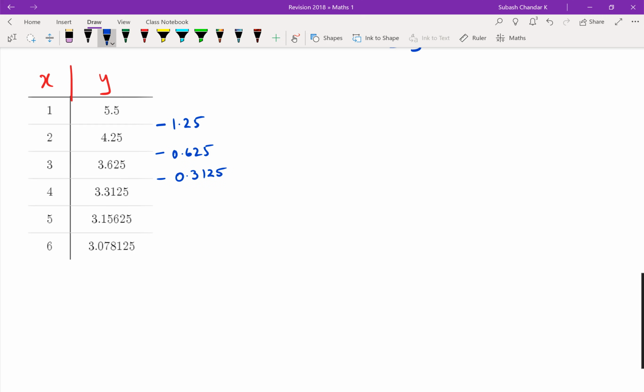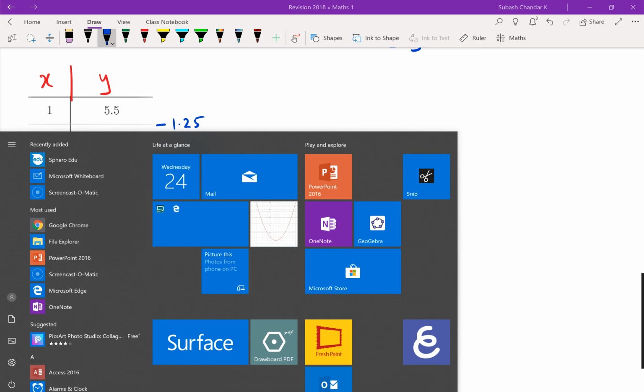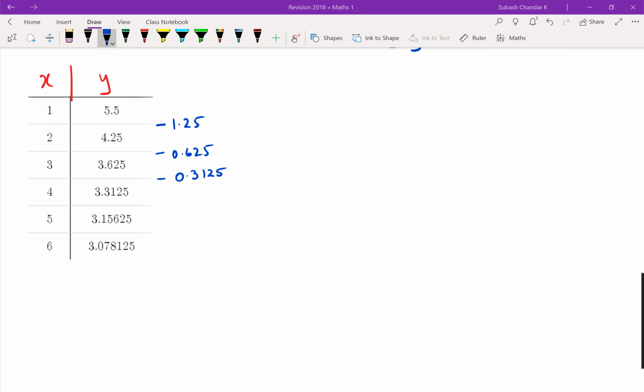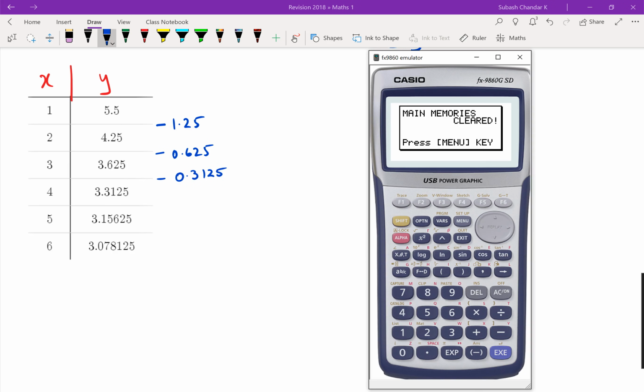Okay. So what you should see is, if you look at just the numbers, they're actually halving. The negative is a ruse. People think it's actually negative half, but it's actually just half. The easiest way to confirm your suspicions is to get your calculator out and do this.